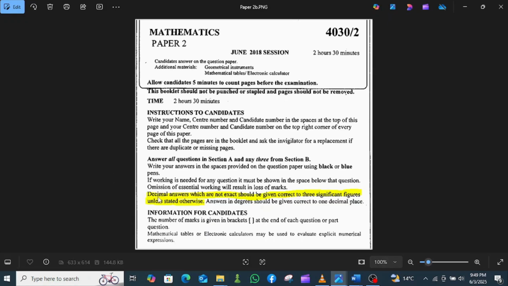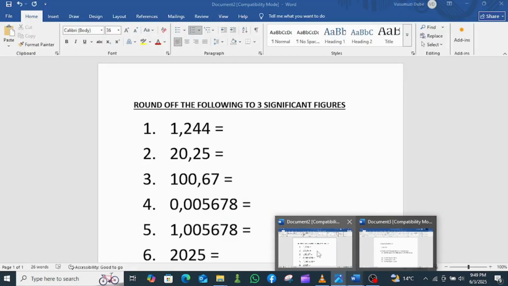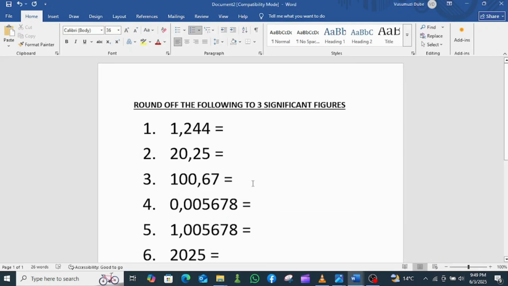Today I will be showing you how to follow this particular instruction in O-level mathematics. The instruction reads, the decimal answers which are not exact should be given to 3 significant figures unless stated otherwise. The first thing I will teach you is to round off the following numbers to 3 significant figures. Now let's round off these numbers to 3 significant figures.